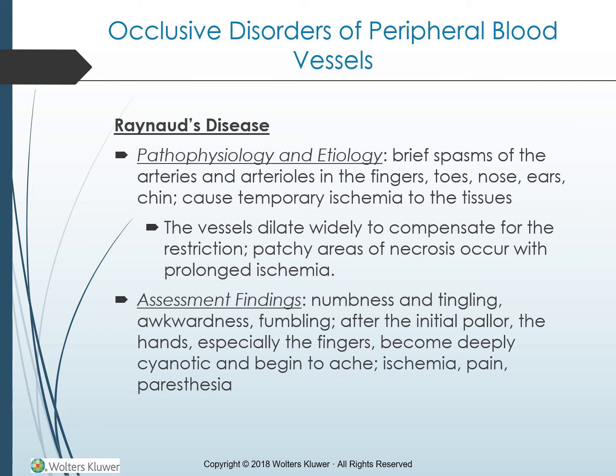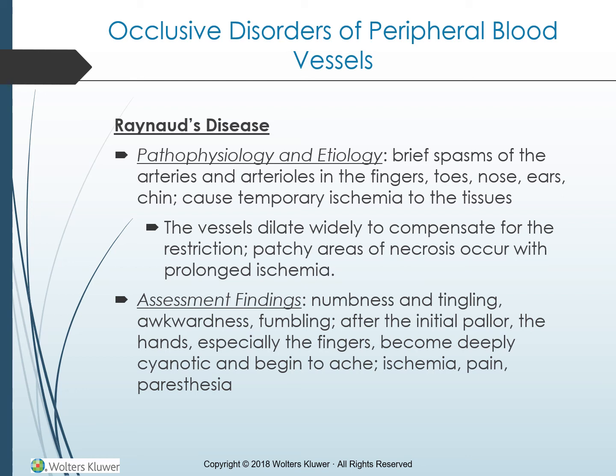Raynaud's disease. Raynaud's disease is characterized by periodic constriction of the arteries that supply the extremities. This is most common in young women. Raynaud's disease is characterized by brief spasms of the arteries and arterioles in the fingers, toes, nose, ears, or chin. The spasms last approximately 15 minutes and cause temporary ischemia, which is impaired oxygenation to the tissues. The vessels then dilate widely, apparently to compensate for restriction. Patchy areas of necrosis occur with prolonged ischemia.